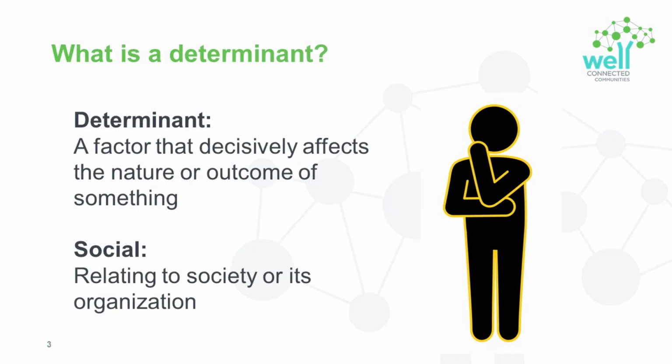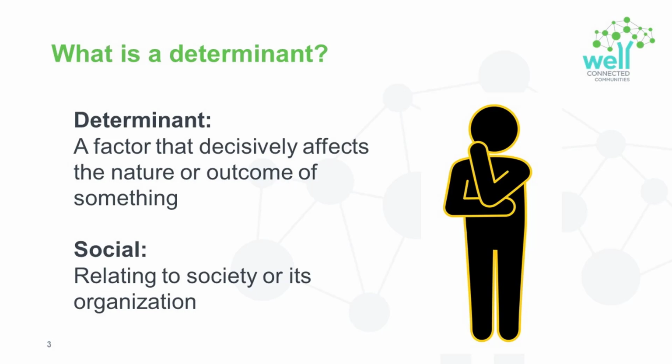Before we dive into this module on social determinants, let's first discuss the dictionary definition of a determinant. Determinant is defined as a factor that decisively affects the nature or outcome of something. In this module, we are looking at determinants or factors that affect health status or health outcomes.